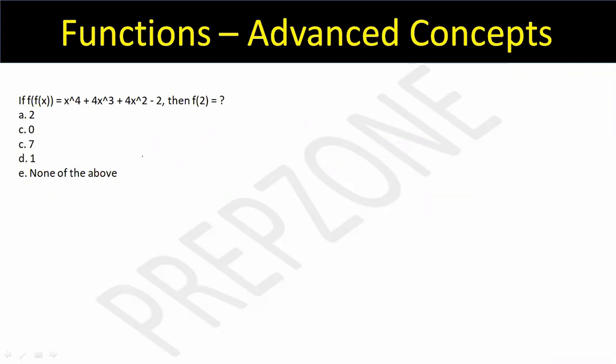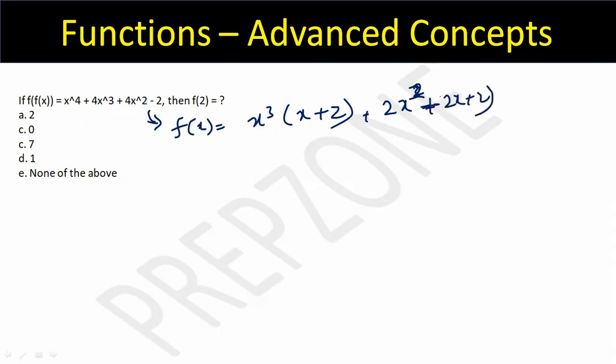Okay, how did you do it? Can you factorize this? x cube into x plus 2 plus 2x square into x plus 2 minus 2. So it becomes x into x plus 2. Come again, slowly. Abhinay, you're not quite audible. How did you factorize this? So I wrote it as x cube into x plus 2, plus 2x square into x plus 2. Into x plus 2, it's multiplied by x plus 2.